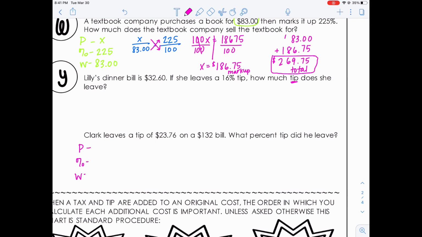We're going to fill in the part, percent, and whole together. So Clark leaves a tip of $23.76 on a $132 bill. What percent tip did he leave? So you'll notice they did not give you the percent this time. The $132 is the original amount or your subtotal. So that's going to be your whole, 132, which means that the amount of his tip, $23.76, is going to be put in for the part. So the part is $23.76, and now you're going to put X for the percent.